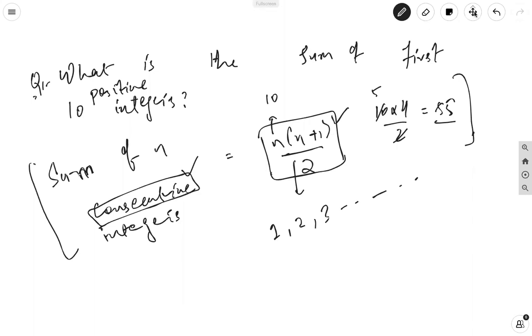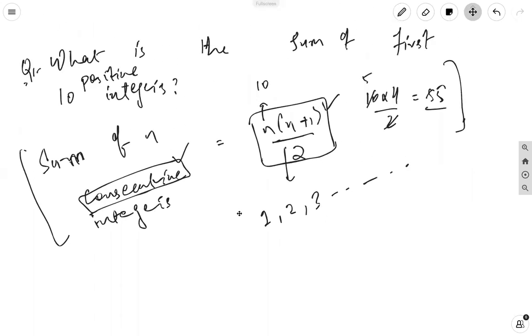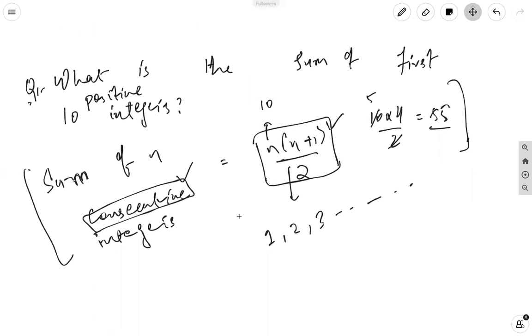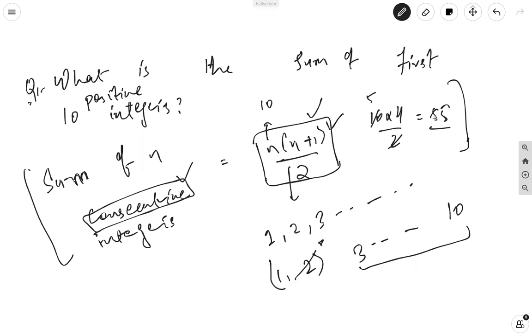Let's suppose the question asks you to find the sum from 3 to, let's suppose, 10. But this formula gives the answer from 1 up to that number. So for finding 3 to 10, I just use this formula and subtract the first two. You will subtract 1 and 2 from this, and you will get your answer.